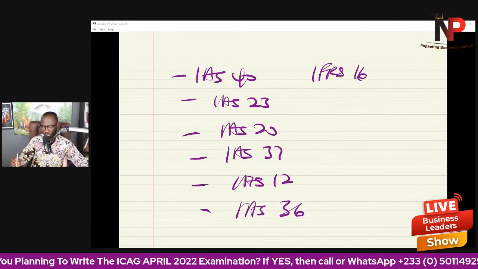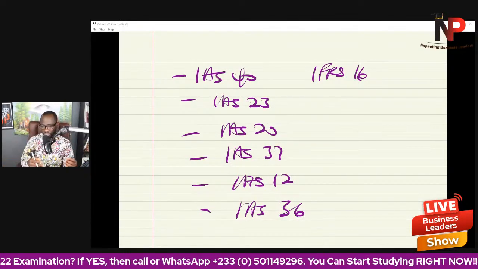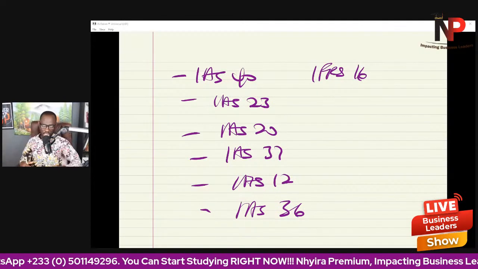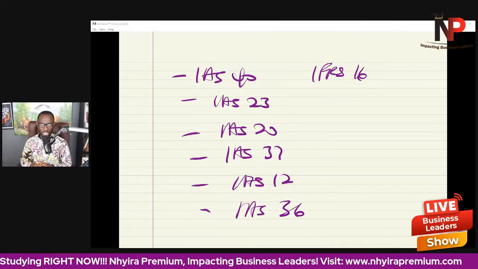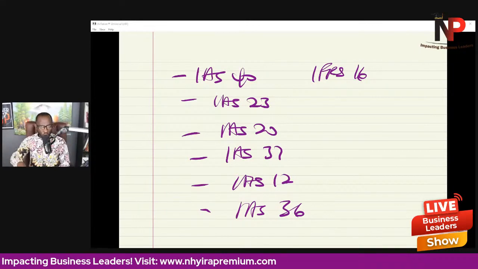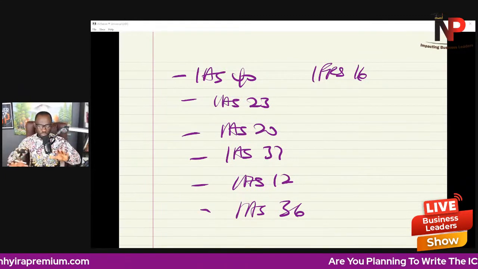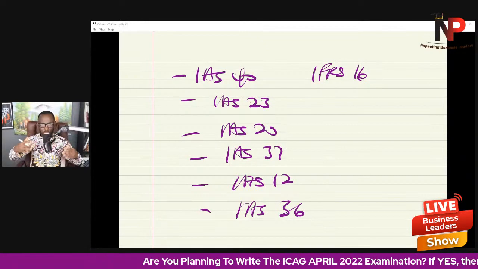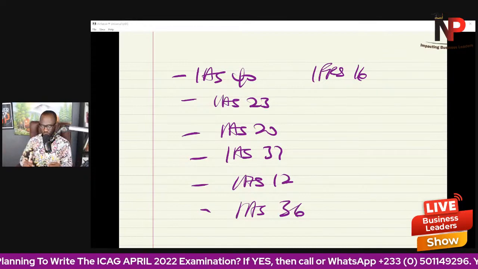So IAS 40, investment property, IAS 23, borrowing cost, IAS 20, government grants, IAS 37, provisions, contingent liabilities, contingent assets, IAS 12, income tax, and then IAS 36, impairment, and then IFRS 16, leases. So all these standards have a relationship with IAS 16. So it is very important we understand the fundamentals of IAS 16 so that we will be able to really apply the knowledge when we get to the other standards and how they connect together.